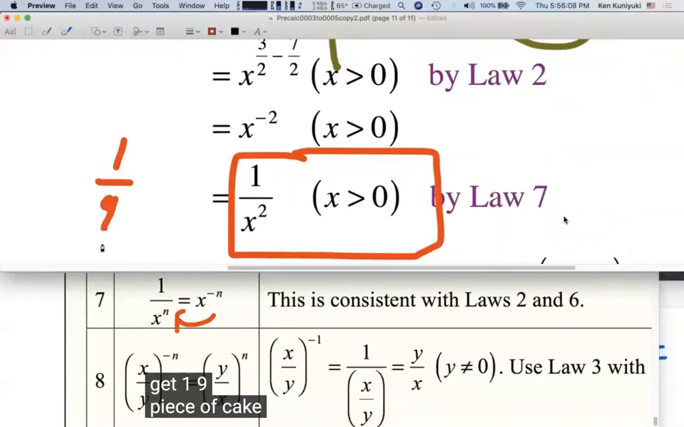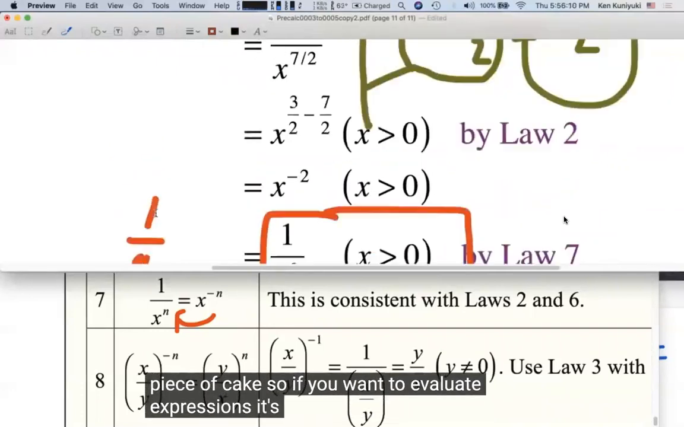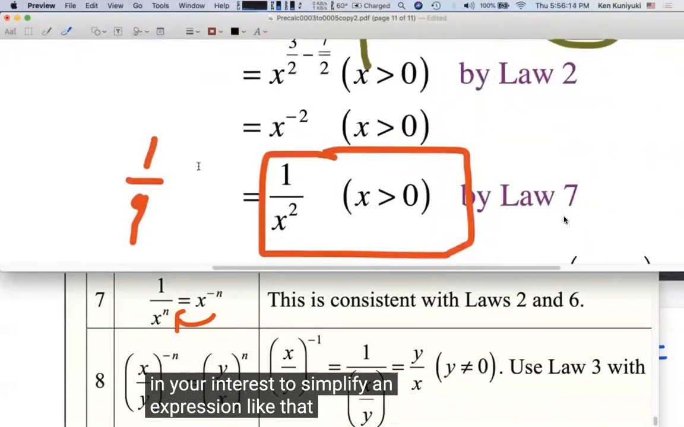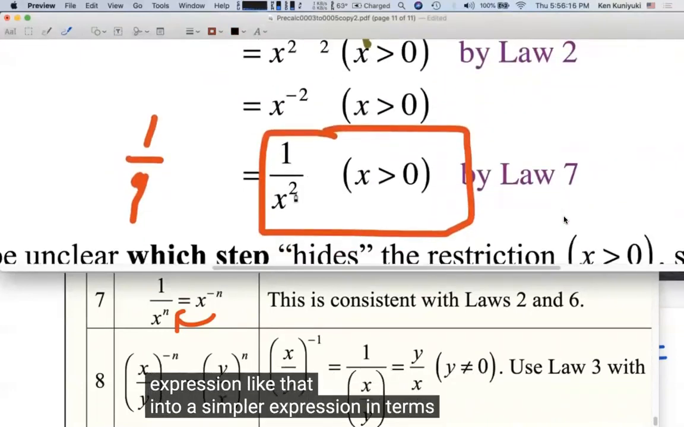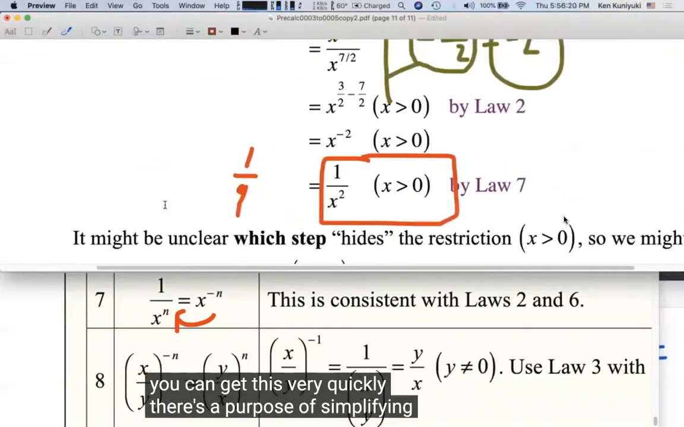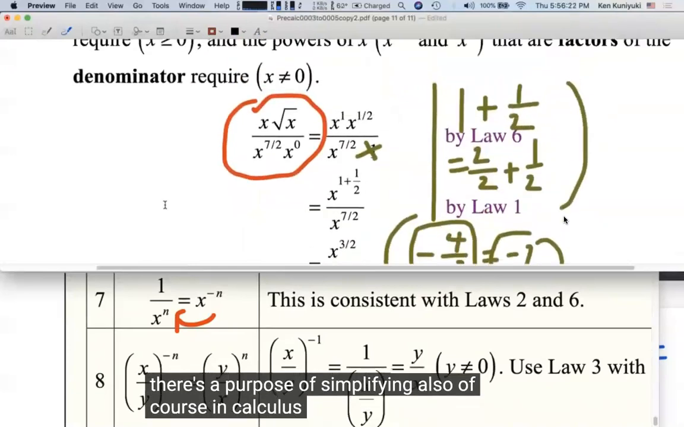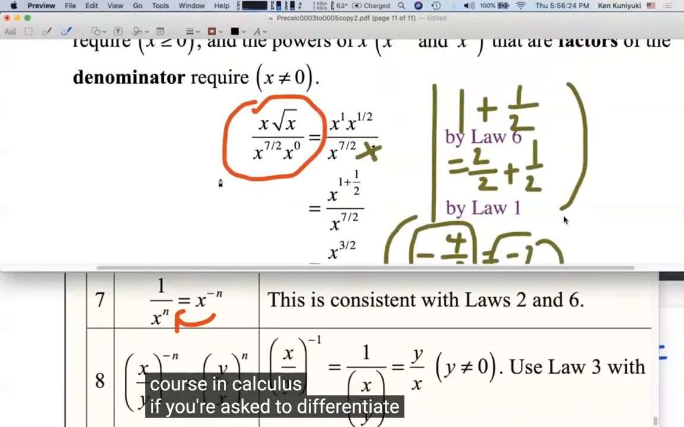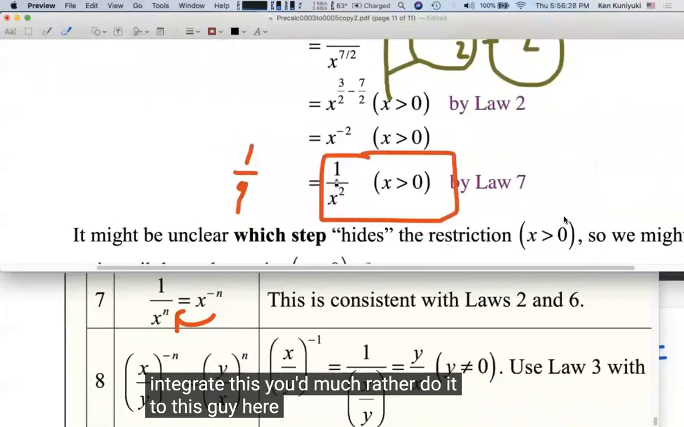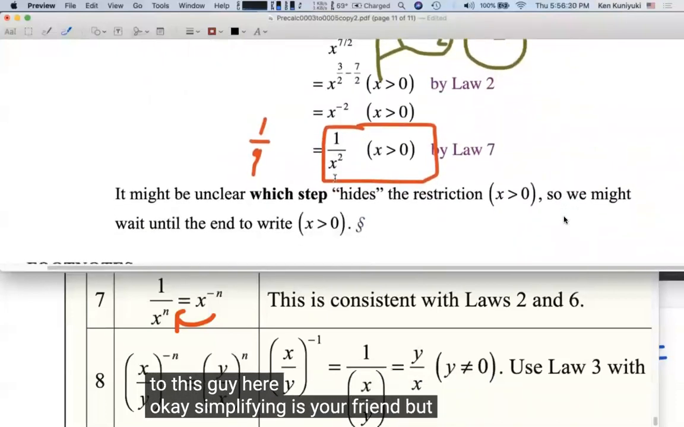Piece of cake. So if you want to evaluate expressions, it's often in your interest to simplify an expression like that into a simpler expression in terms of x, and you can get this very quickly. There's a purpose to simplifying. Also, of course, in calculus, if you're asked to differentiate this or integrate this, you'd much rather do it to this guy here. Simplifying is your friend, but sometimes it takes some work.